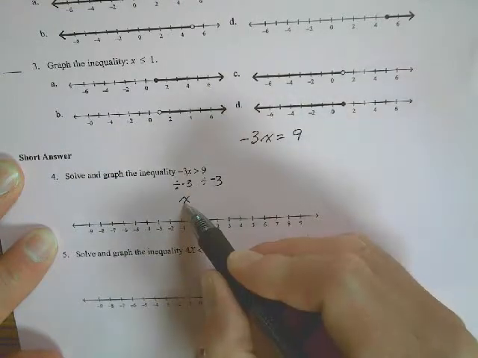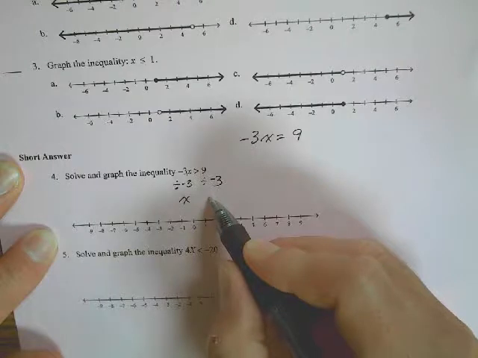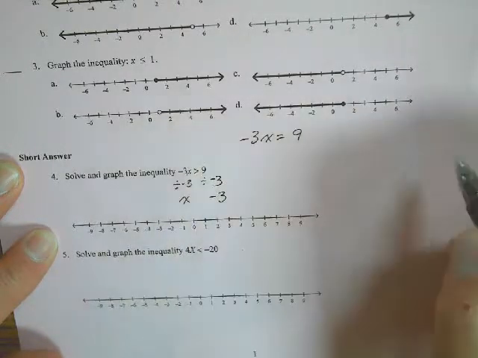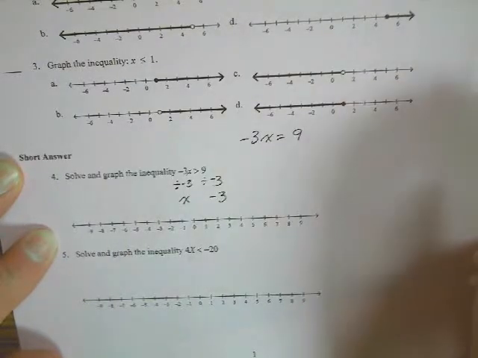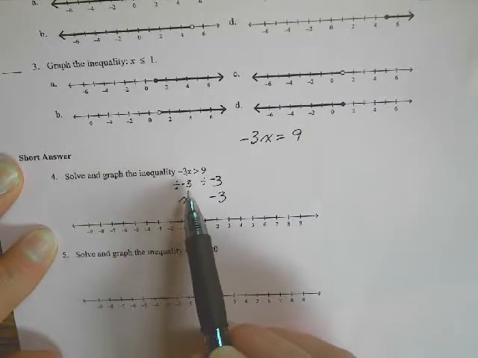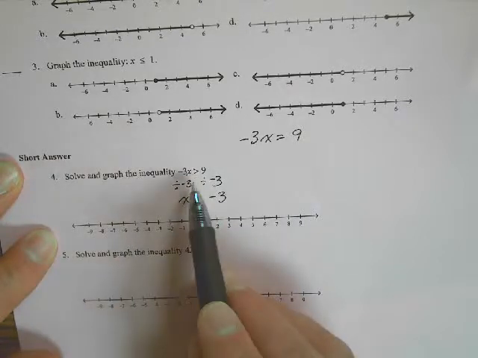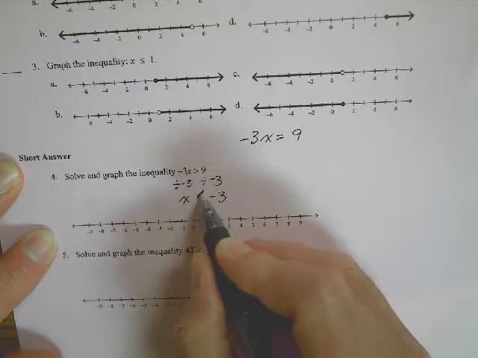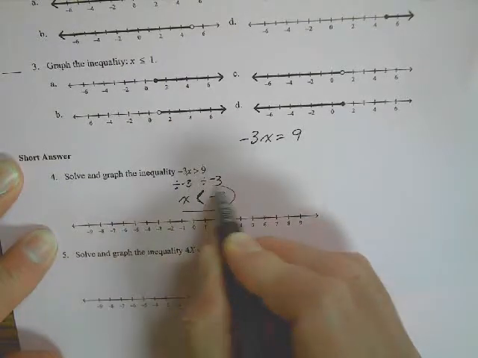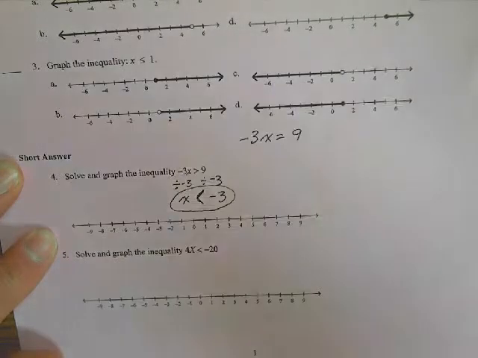And the one thing we need to remember is anytime we multiply or divide by a negative when we're dealing with inequalities, we have to take this inequality symbol and flip it around. So instead of it being greater than, we have to flip it and make it less than. So the solution to this inequality is x is less than negative 3. In order to graph that, it would be an open circle at negative 3 with an arrow to the left. All of those numbers are less than negative 3.